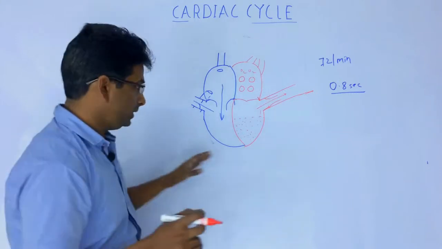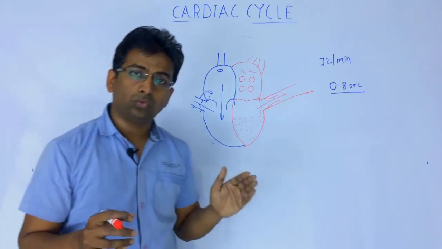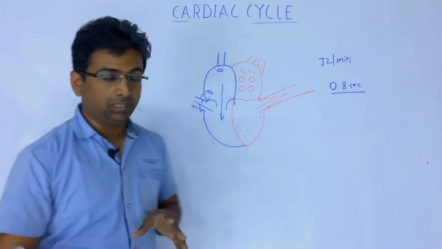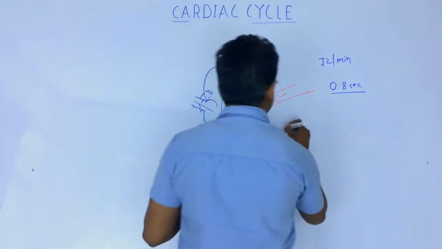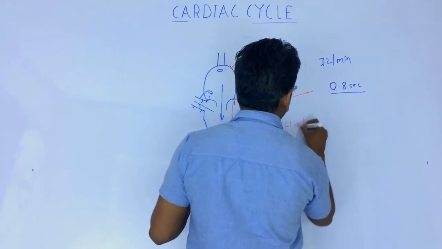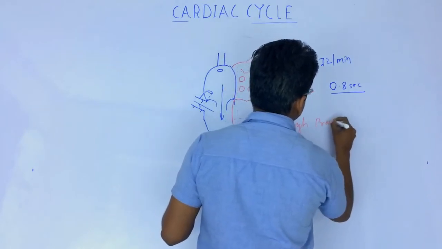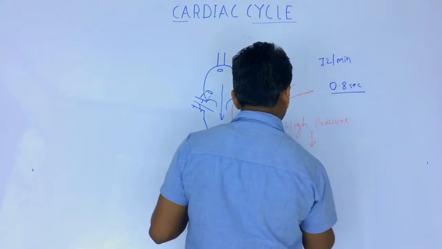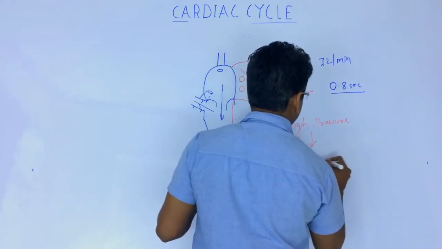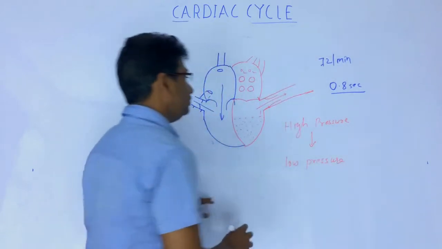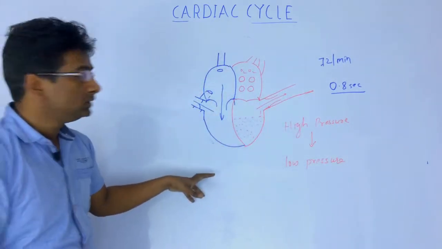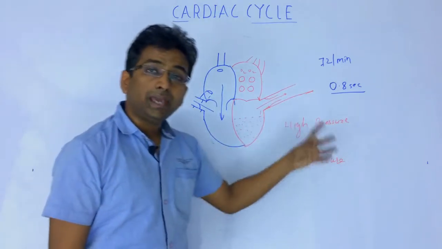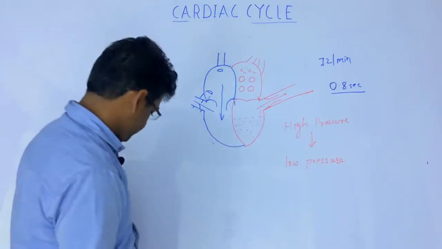Okay, then another important concept, it is a concept of physics, you can say: our blood will always flow from a high pressure area to a low pressure area, or any fluid for that matter will flow from a higher pressure to a lower pressure area. Okay, so that is the direction of flow of any fluid.